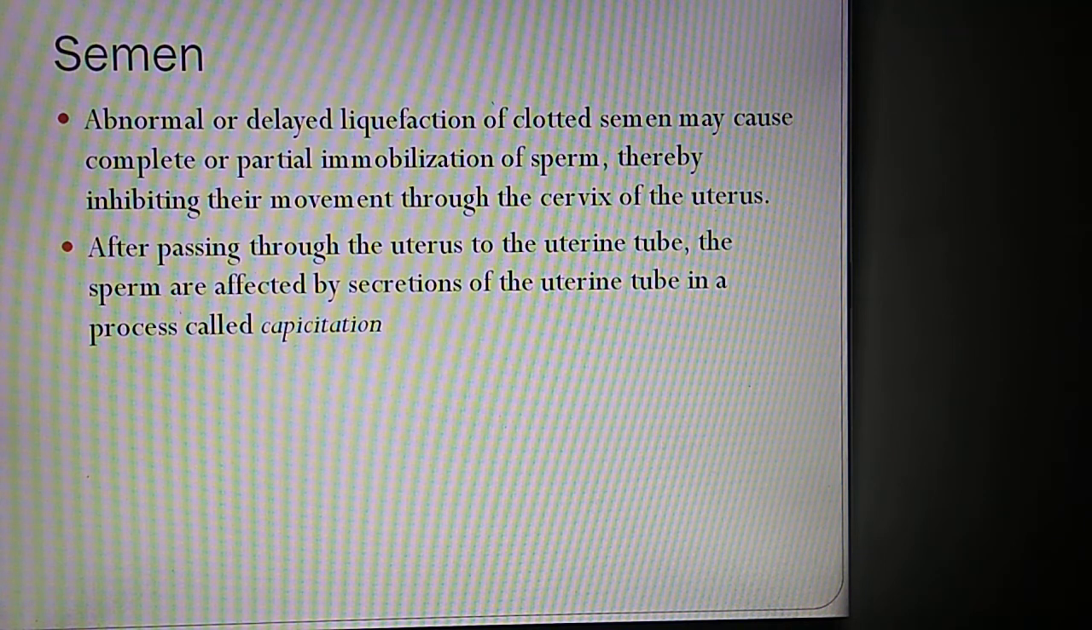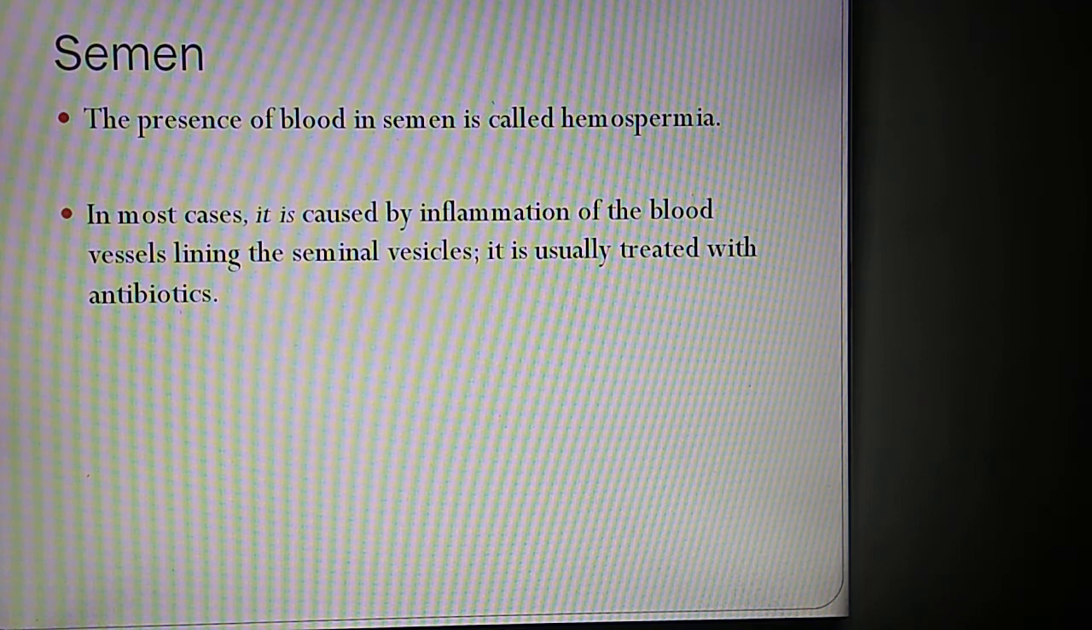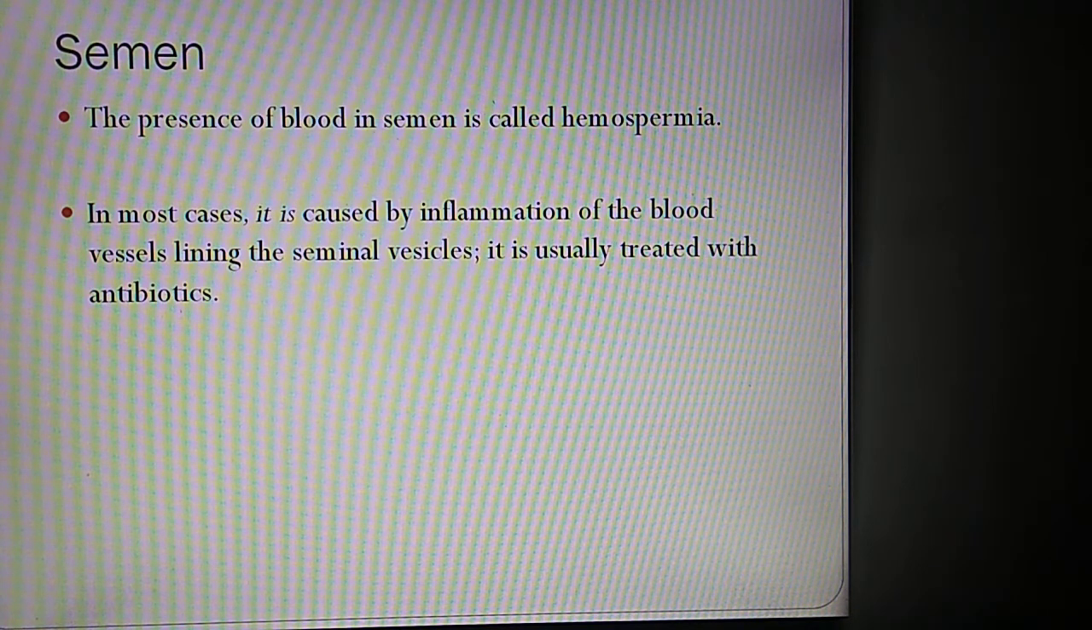After passing through the uterus to the uterine tubes, the sperm are effectively affected by secretions of the uterine tube in a process called capacitation. Now, sometimes the presence of blood in the semen is observed, called hemospermia. In most cases, it is caused by inflammation of the blood vessel lining in the seminal vesicle. It is usually treated with antibiotics.